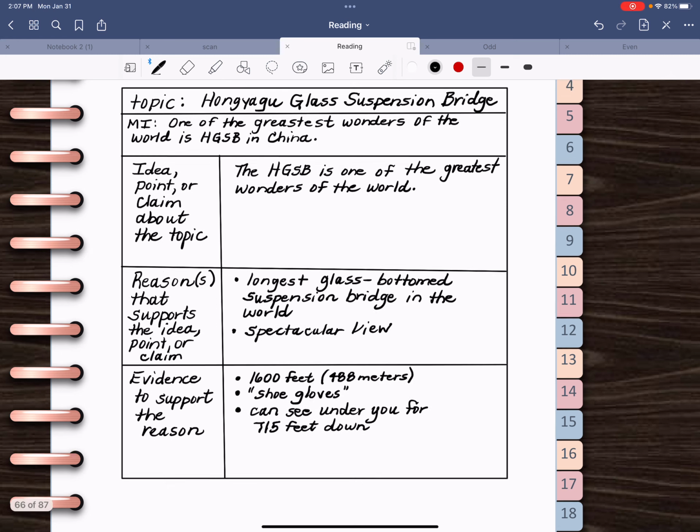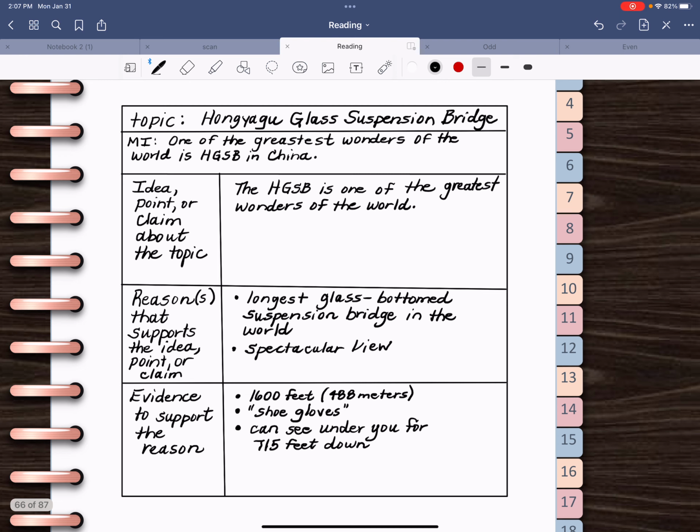But did this author make an accurate claim? The bridge is one of the greatest wonders of the world. I would agree with that. In my opinion, that is absolutely mind-boggling. It is the longest glass bottom bridge in the world. There is a spectacular view. Those were reasons. Did the author prove that? Or did the video prove that, I guess I should say? Absolutely. I think that the author's evidence supports the claim.